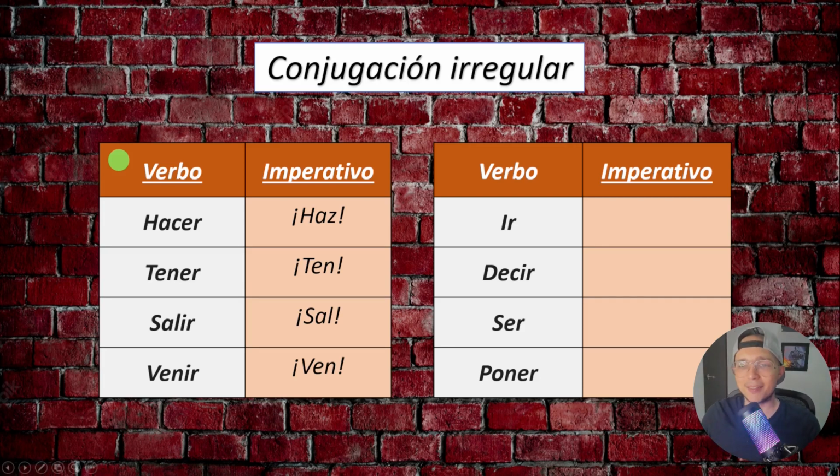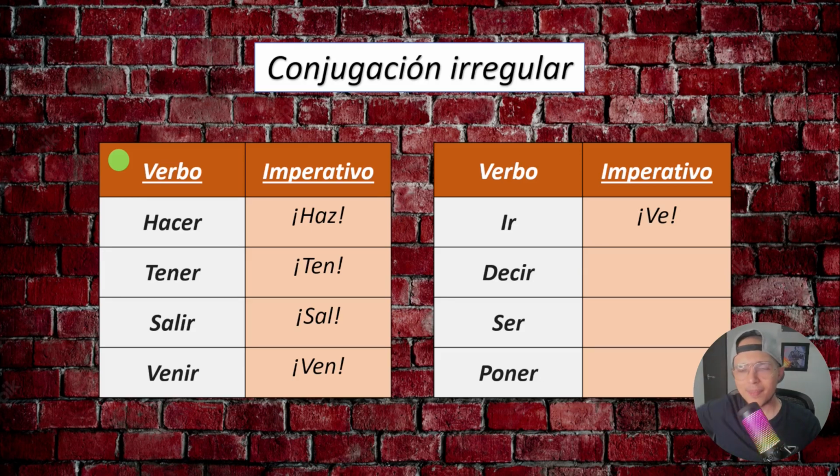Now let's go with ir. Ir is a little strange. We need to memorize this one because it has no relation with the original verb. So ir becomes ve. That means go, ve. Let's repeat that one more time.